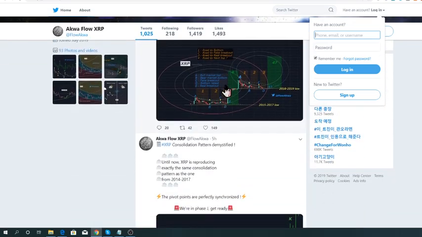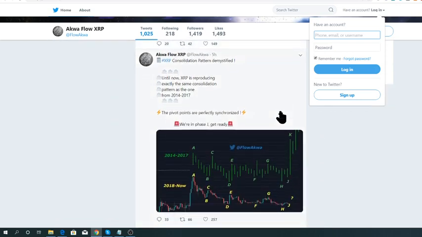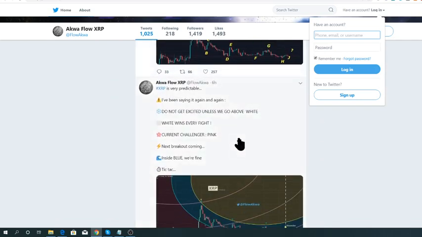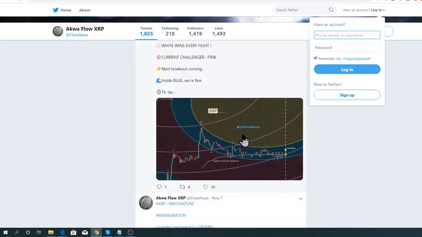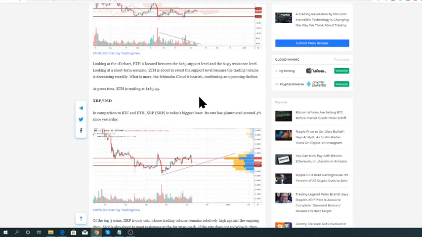Now this is from Aqua Flow XRP. There's a lot of charts put out in this particular Twitter account, showing the previous price fluctuations, the patterns formed, and what is currently happening, and the possibility of what can happen. The different patterns are being analyzed in this, and it's really interesting in that perspective. Now the next Twitter post I would like to show is taking a bit of time. So this is another price analyst.